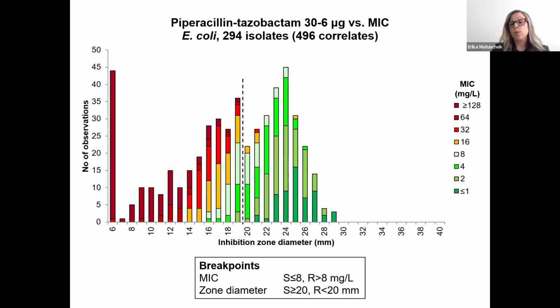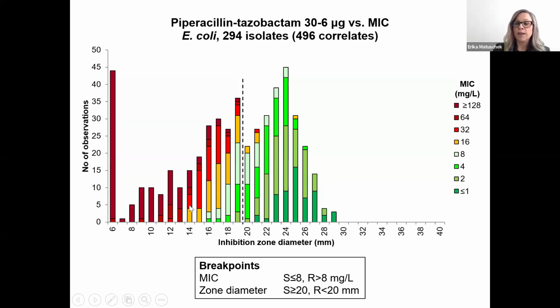Here we have an example where it's more difficult. E. coli and piperacillin tazobactam. The darker the green, the lower the MICs. And we can see that we have a good correlation. With lower MICs, we have larger zone diameters. And when MICs increase, the zone diameters decrease.